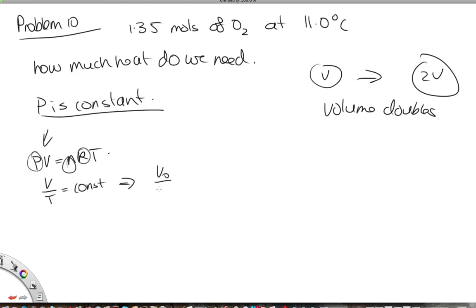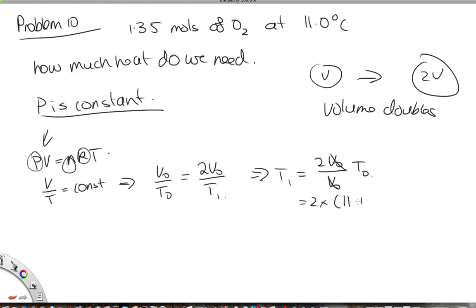So V naught on T naught is equal to V1, which is 2V naught, on T1. And so T1 is equal to 2V naught over V naught times T naught, which is 2 times T naught. The temperature is in kelvins, so this is 2 times 11 plus 273, which tells us that the new temperature is 568 kelvins, which is 295 degrees C. Okay, so we've got the change in temperature now.